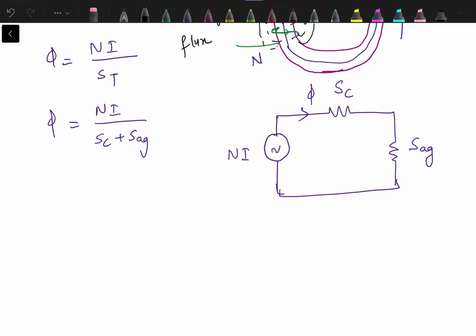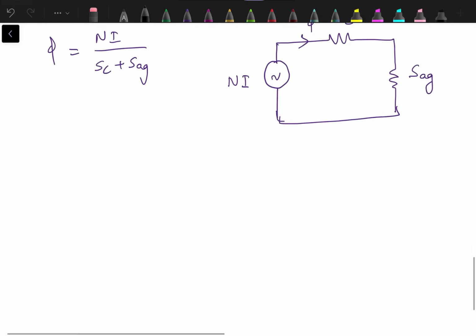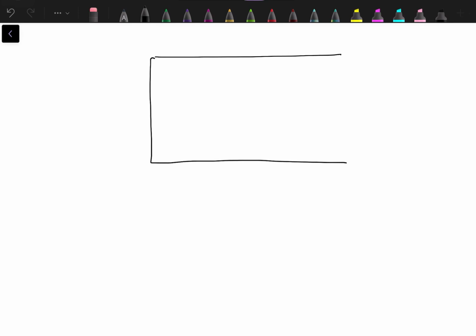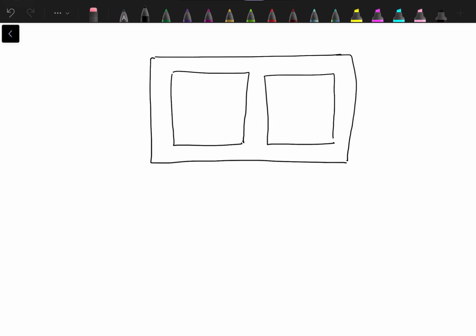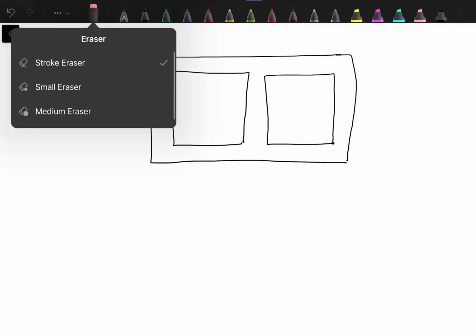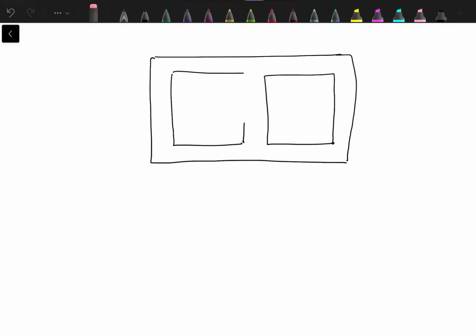Now, in case of magnetic circuits, we can have a series circuit like this, or we can even have the possibility that there are two different paths for the flow of flux. We can have a magnetic circuit of shape like this. Now this circuit may have an air gap or may not. It's not always essential to have an air gap.